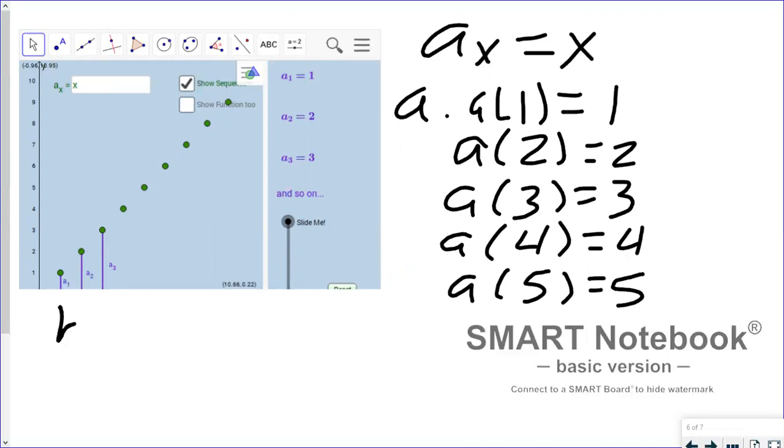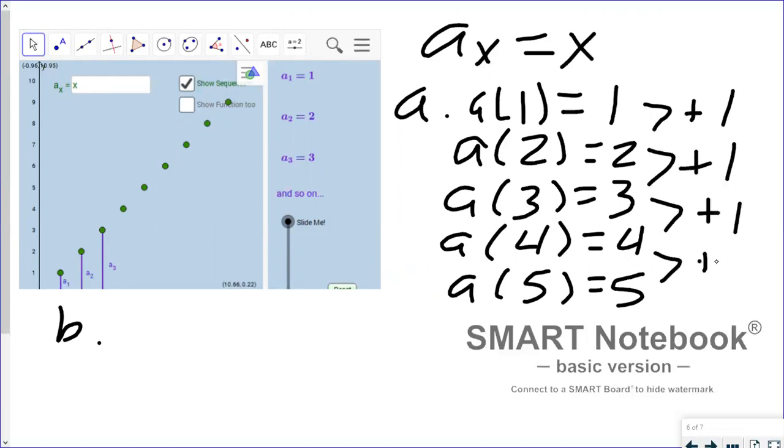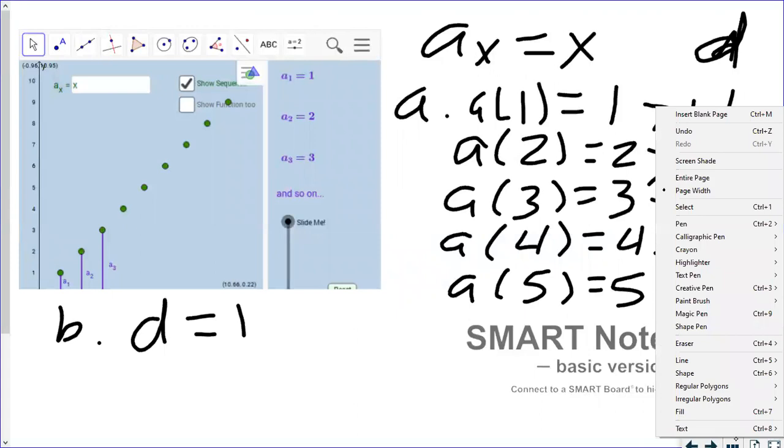For part B, it's asking for my common difference. So we notice we're just adding 1, so that'd be plus 1, plus 1, plus 1, and plus 1, and that's my common difference. So for part B, we say D equals 1.